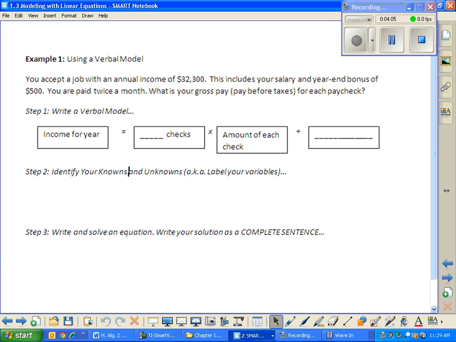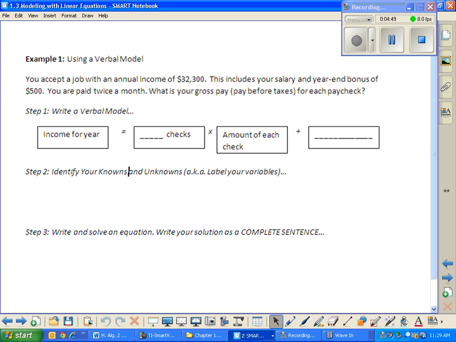Step 1. If you look at example 1 using a verbal model, you accept a job with an annual income of $32,300 per year. Annual income. That's how much money you're bringing in, right? This includes your salary and, there's a symbol right there for math class, your salary and a year-end bonus of $500. And in math class, that usually means add them together, right? You are paid twice a month. What is your gross pay, that's pay before taxes, by the way, for each paycheck?